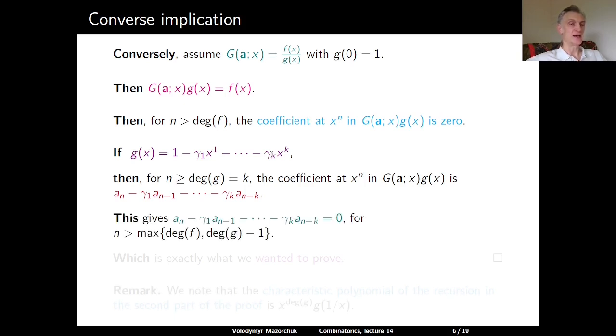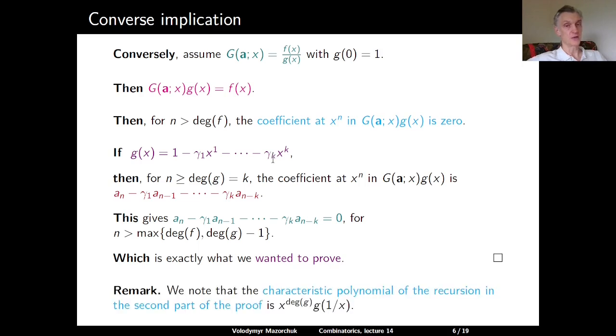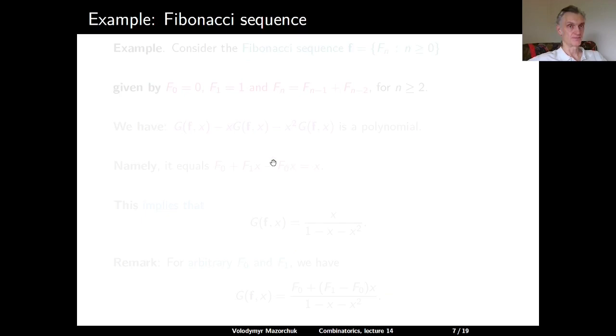But this means that if n is greater than the maximum of the degree of f, or the degree of g minus 1, then a_n minus gamma 1 a_(n-1) minus and so on minus gamma k a_(n-k) is equal to 0. And that's exactly what we wanted to prove. This gives us our recurrence. And of course, in the second part of the proof, the characteristic polynomial of the recurrence which we have is exactly x to the power degree of g times g evaluated at 1 divided by x.